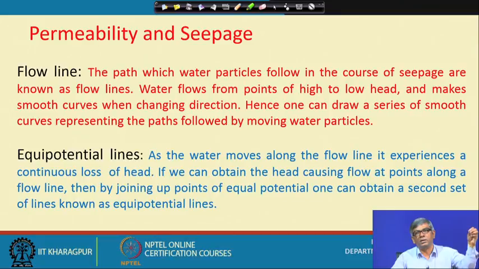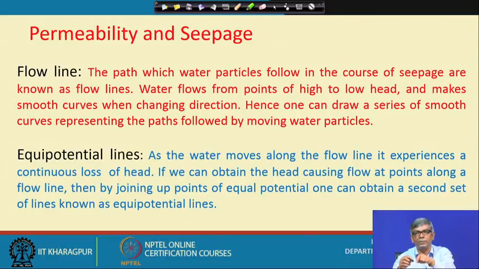On the upstream side, we can consider a point, and suppose we move along with the water, tracing that point I can draw a smooth line. Like that, I can think of a number of points at different locations, and I can draw a number of flow lines. Similar to that, for the equipotential line: as the water moves along the flow line, it experiences a continuous loss of head. That means we start at a higher head, but when water is moving in this direction, the head that was here will not be the same here. So, because of this process of flow, there will be a loss of head.